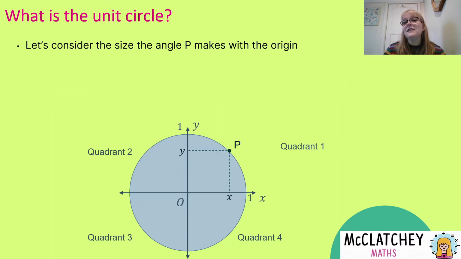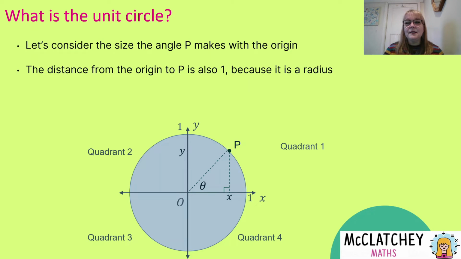Now let's consider the size of the angle that P makes with the origin. We're going to make a right-angled triangle. We've got that radius extending up to P, and part of a radius extending out to x and y, and that forms an angle theta with the x-axis. Our distance from the origin to P is also going to be 1, because P makes a radius with the center of the circle. So it's also going to have a value of 1 in the unit circle, and as we mentioned before, that's our hypotenuse. That means the length to x and the height to y are going to be less than 1.